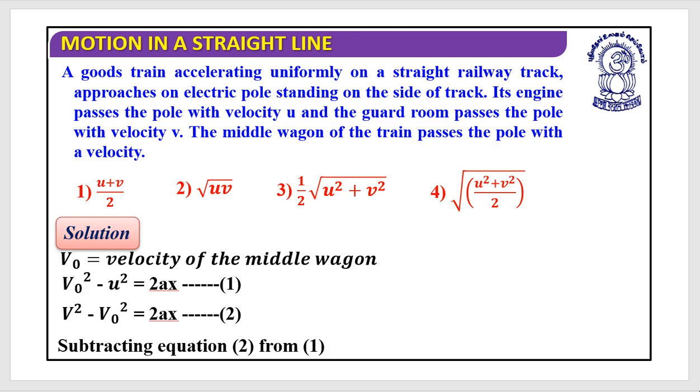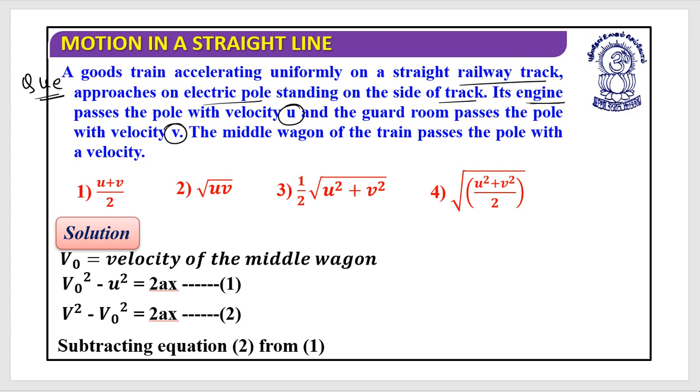Yes, what is the data saying? A goods train accelerating uniformly on a straight railway track approaches an electric pole which is standing on the side of the track. Its engine passes the pole, so it is the beginning point with velocity u, and the guard room passes the pole with velocity v, so it is the ending of the train.